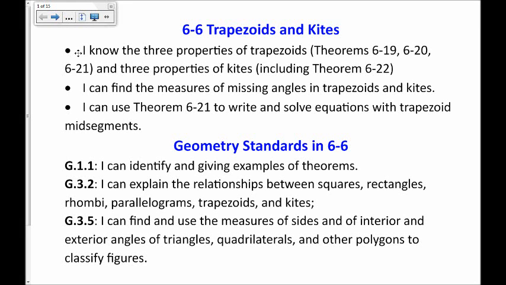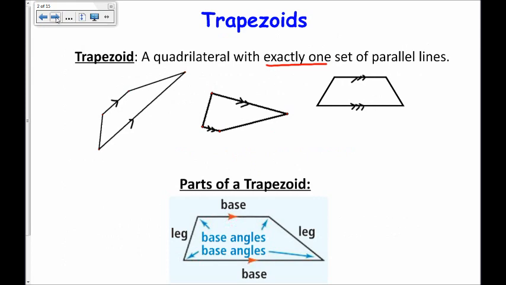This video is about the properties of trapezoids and kites. A trapezoid is a quadrilateral with exactly one set of parallel lines. We say exactly one because we don't want to think about a parallelogram being a kind of trapezoid. We like to think about trapezoids and parallelograms as two separate shapes, and so we limit our definition for a trapezoid to having exactly one set of parallel lines.